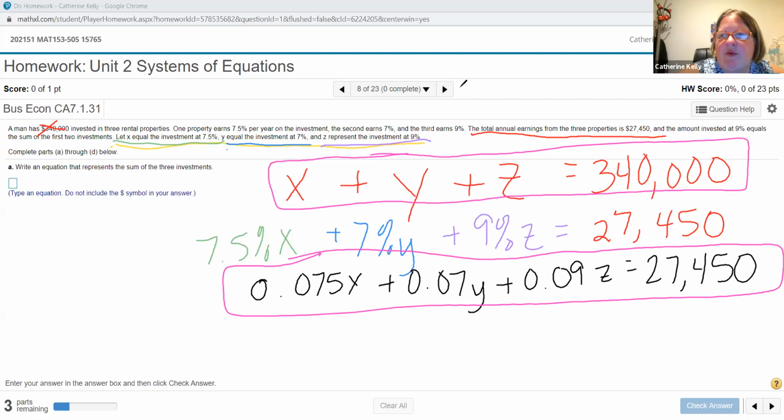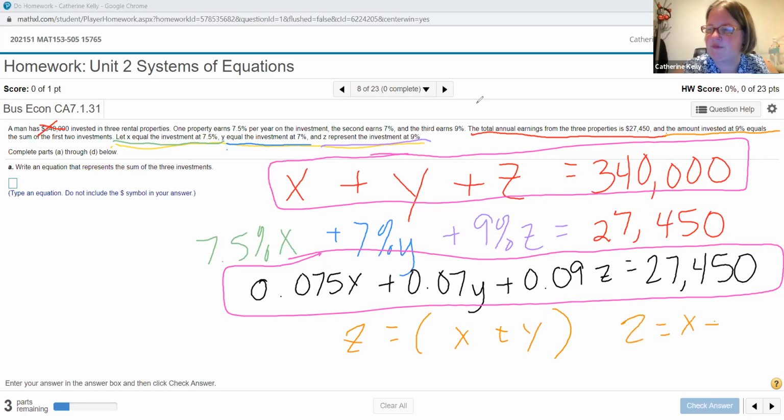If I keep reading the question, or the statement that they give, it says the amount invested at 9%, so that's Z, equals the sum, so I have to add something, of the first 2 investments, so X plus Y. So my equation here is Z equals X plus Y. And that's my third equation.